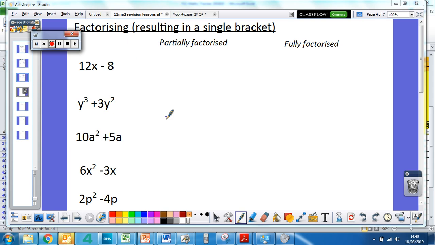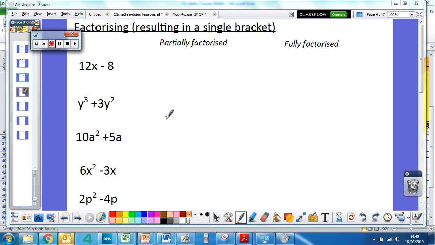Okay, if you've just watched the video on expanding simple brackets, this will make a lot more sense. If you haven't recently watched the video on expanding single brackets, I would recommend watching it before you watch factorising, because factorising is the reverse of expanding the brackets. So, let's look at these 5 questions.